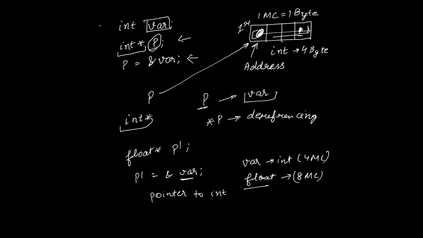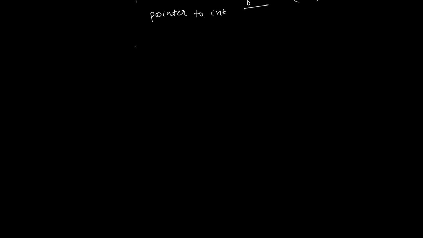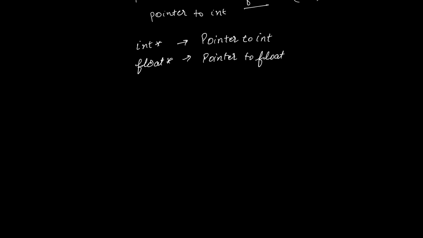Now when you talk about types of pointer, when you write int star, it is a pointer to int. Whenever you write float star, it is a pointer to float, and so on.